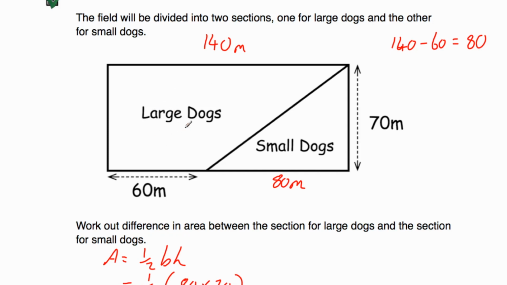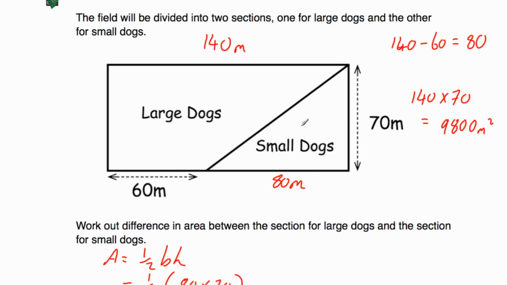So we now need to find the area of the region for the large dogs. So we know the area of the region for the small dogs, and we can find the area of the whole rectangular field by doing 140 multiplied by 70. That would give us the area of the whole field. And 140 multiplied by 70 is equal to 9,800 square meters. So we've got the area of the whole field.